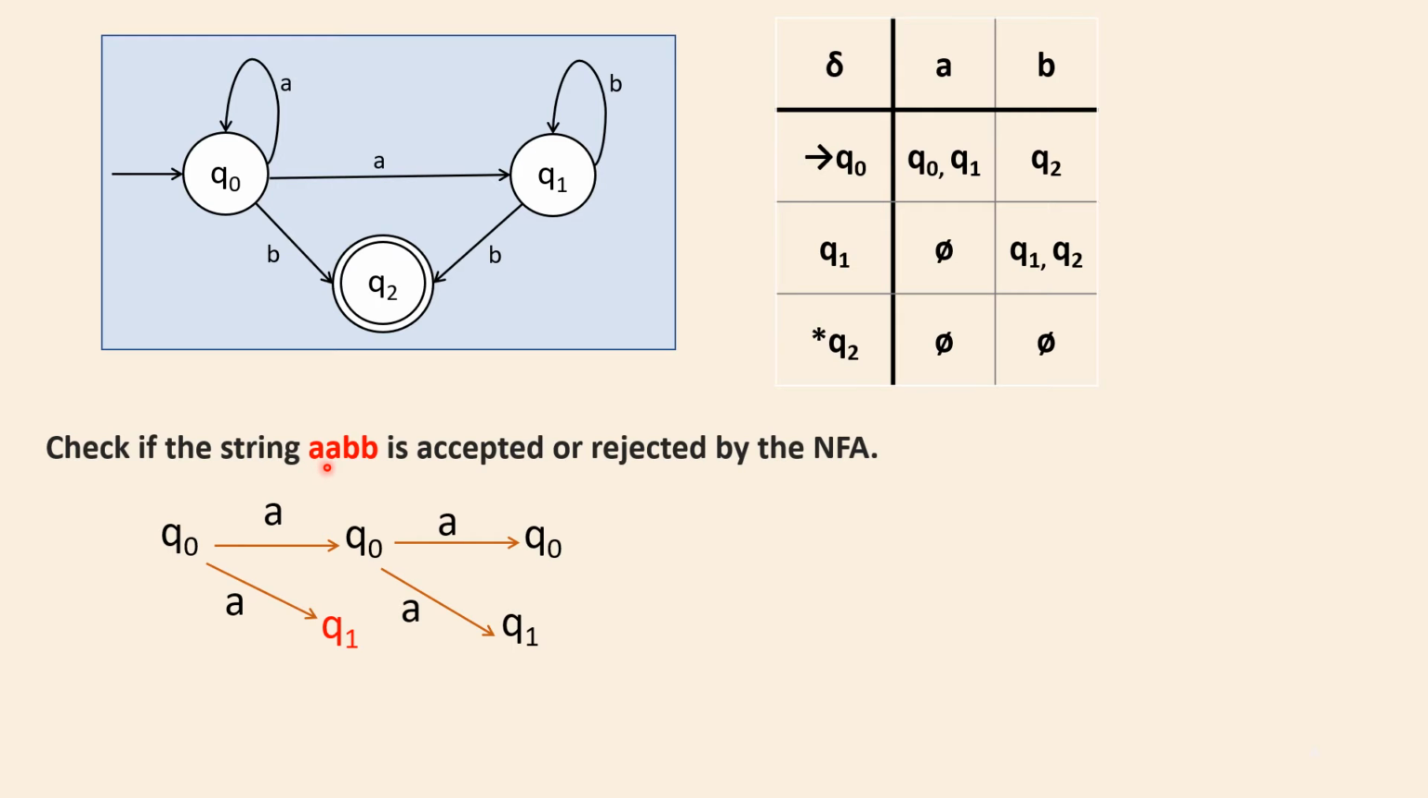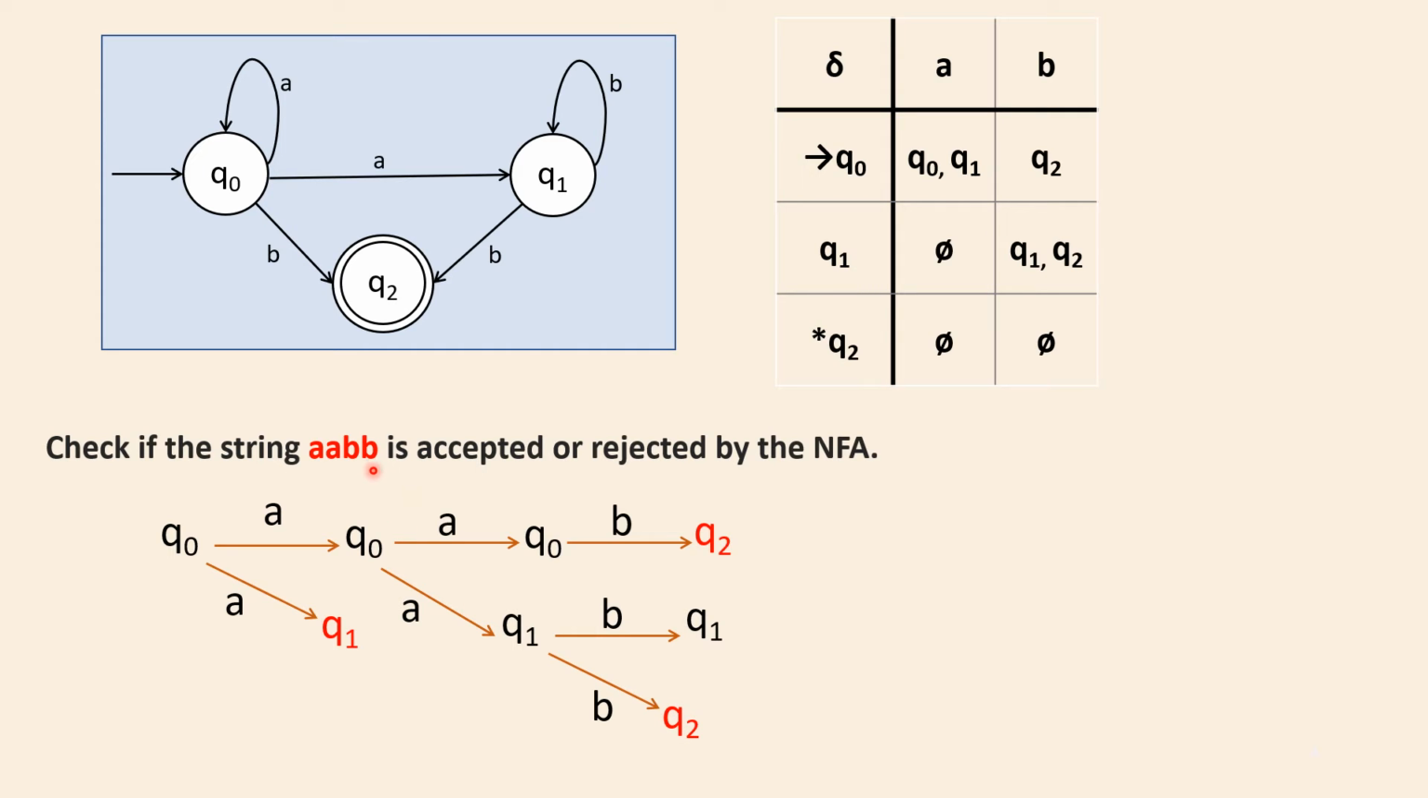So we have finished both the input cells. Now the third input cell is having B. So I have to give B to Q0 and to Q1. When I give B to Q0, it is going to Q2. And when I'm in Q1, if I have B, I can loop it to Q1 itself, or it can go to Q2. So here I have Q1, and then here I have Q2.